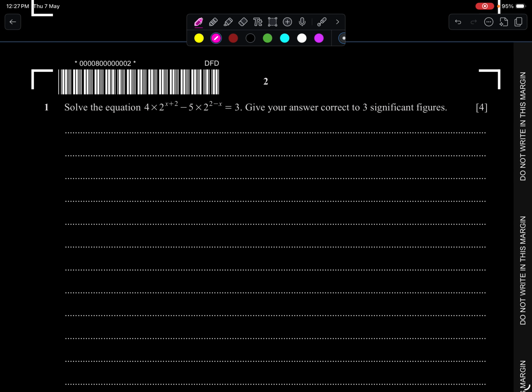Question 1. This question is of index equation and we use substitution method to solve these types of questions. That's the hint, use substitution. And for substitution we have to separate 2 power x. We need 2 power x for the substitution. So first split the powers and get 2 power x. So 2 power x plus 2 will become 2 power 2 times 2 power x. This is according to rules of indices.